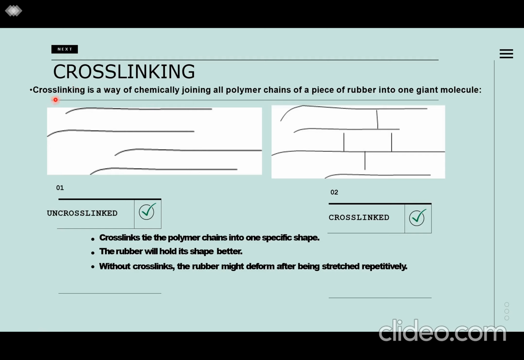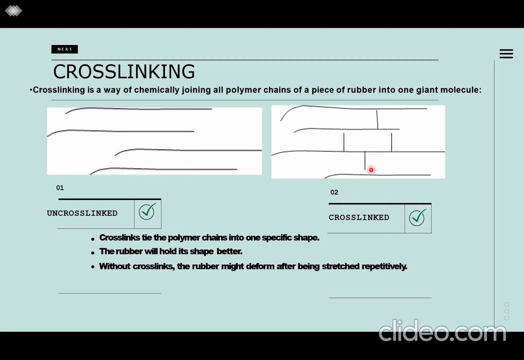Crosslinking is a way of chemically joining all the polymer chains of a piece of rubber into one giant molecule. On your left side, you can see the uncrosslinked rubber without any bonds attached to its chains. Therefore, once you apply an external force to the system, it will deform, and once you remove the stretch, because nothing holds the chains together, they cannot get back to their original condition.